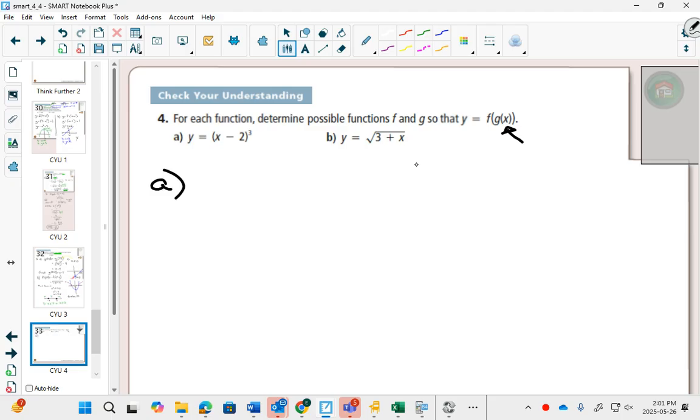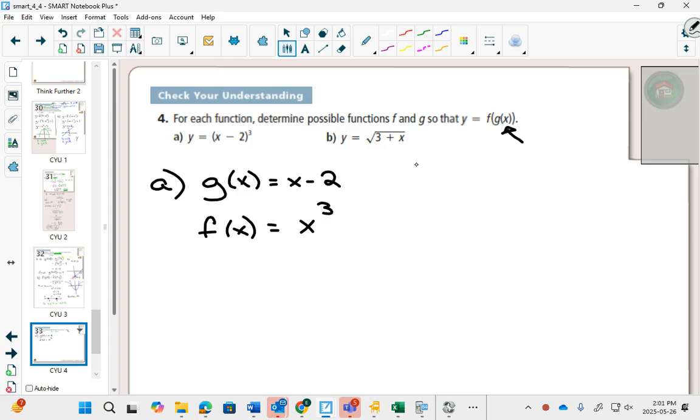So in part A, can you see that the x minus 2 is inside of something getting cubed? So my inside function, g of x, could be the x minus 2. And my outside function, f of x, is cubing. So I have my outside function cubing my inside function. Okay. There is a way to cheat on these ones, but for calculus, it is actually important to be able to see one function inside of another. So this is actually important.